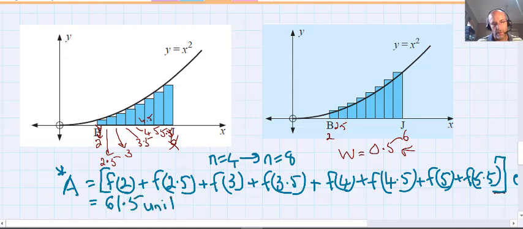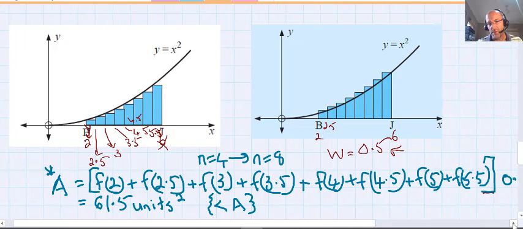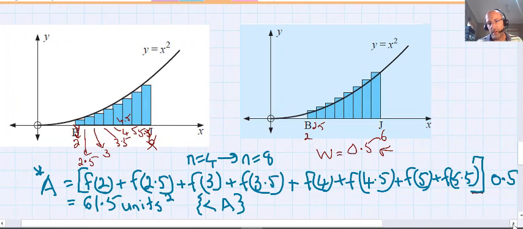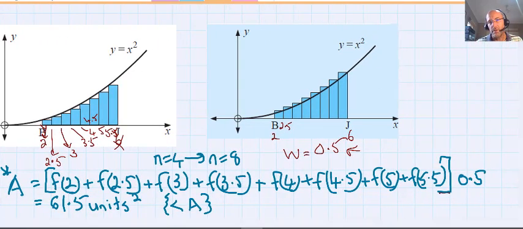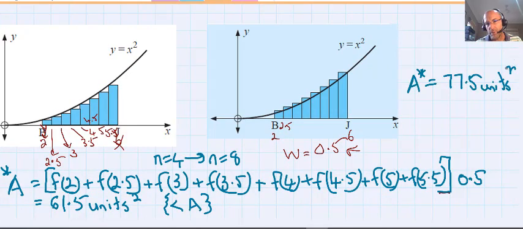Okay, we can see again it's going to underread, so that's still going to be less than the true area. Without showing the calculations, I'll show the result now for the right endpoint method. So the right endpoint method is 77.5 units squared, and by observation we can see that's going to be over the true area.